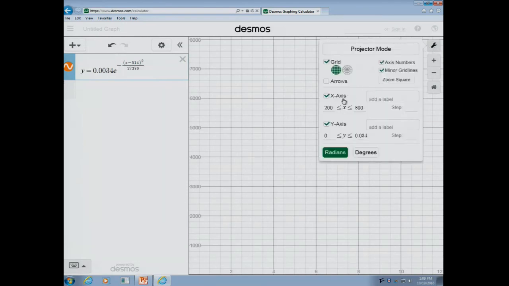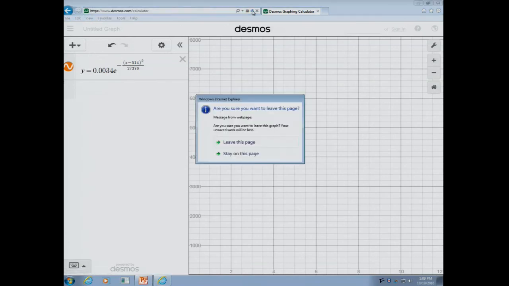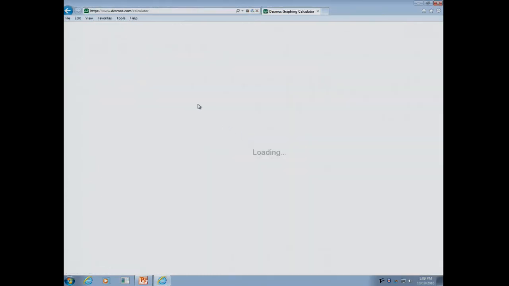I'm not sure why that's not taking. Sorry about that. All right, let me just zoom out here. I'm not sure what's going on. It's not working. Well, I'm not having any luck here, guys. My Desmos has locked up. Let's see if we can make this work.